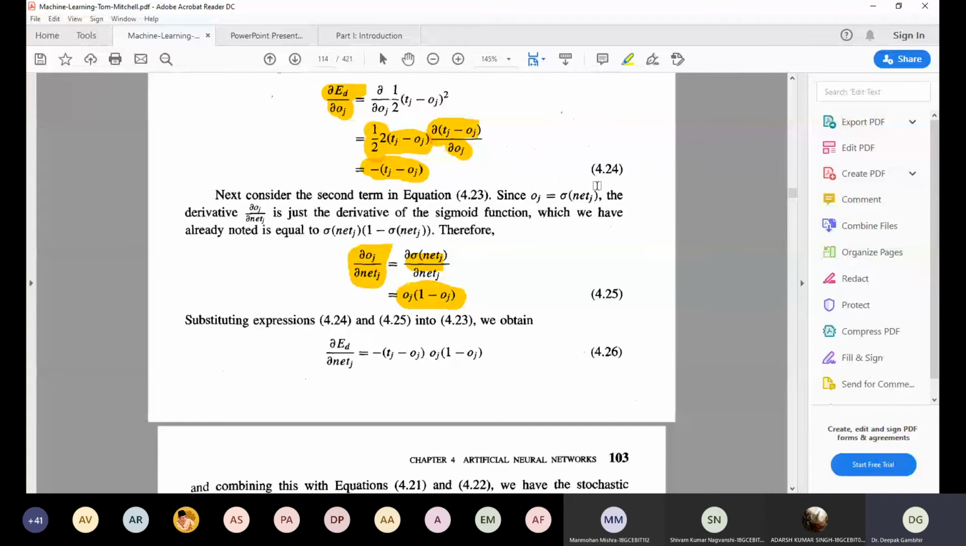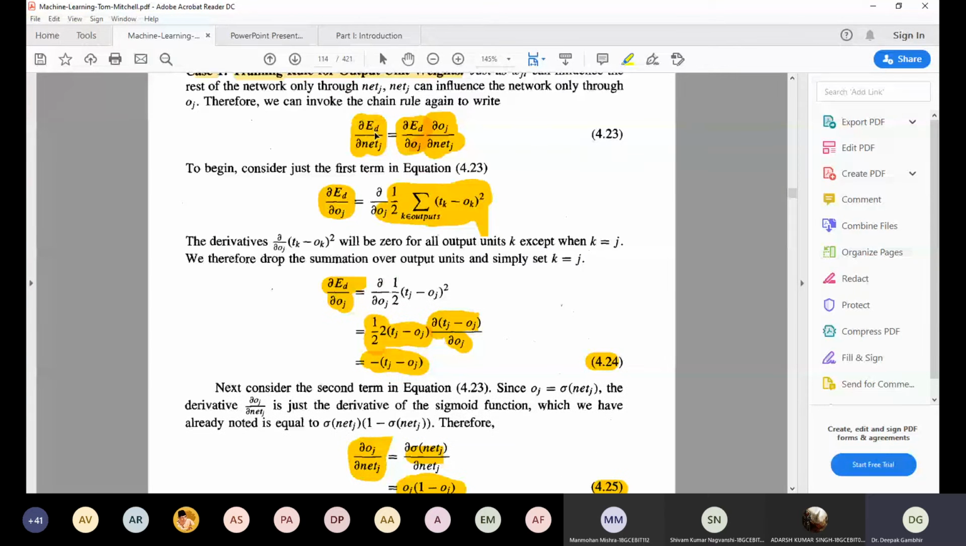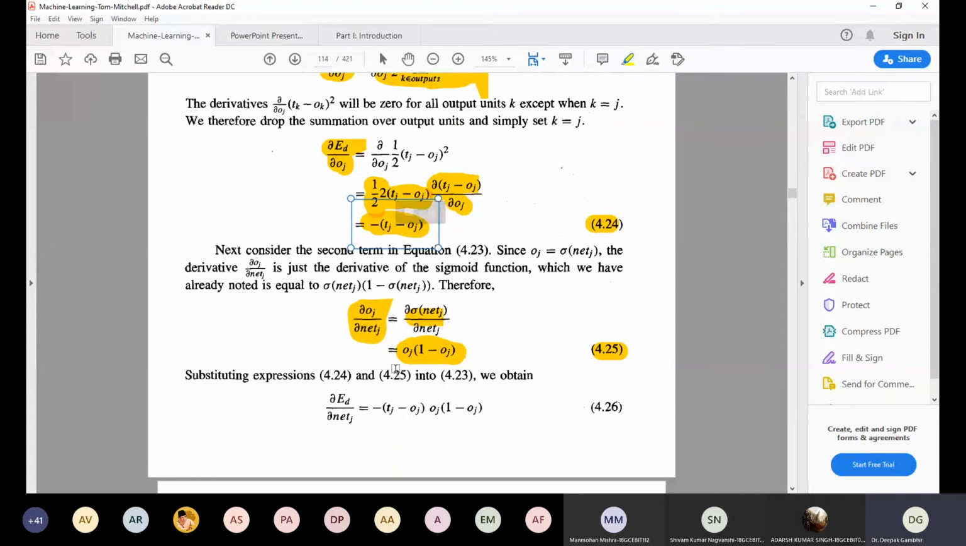Combining equations 4.24, 4.25 and 4.23, we obtain this. We use the partial derivative of E with respect to O and of O with respect to net, that is minus (t minus O) and O_j (1 minus O_j). If we put both together, the partial derivative of E with respect to net_j is minus (t minus O), that is the first term, multiplied by the second term, that is O_j (1 minus O_j).